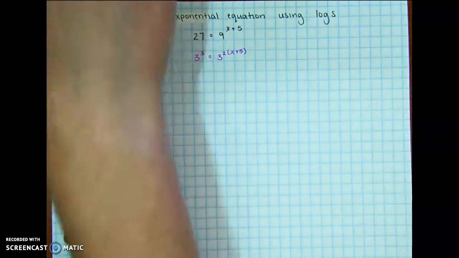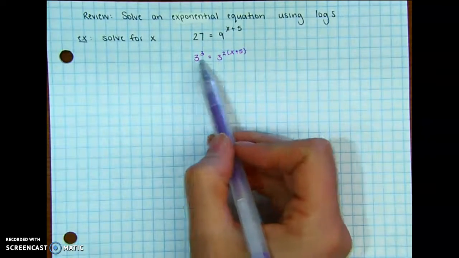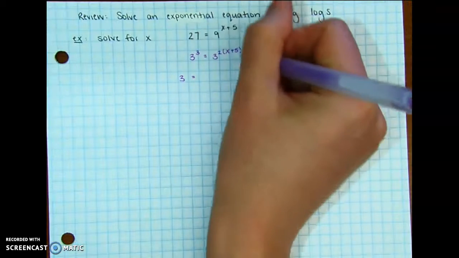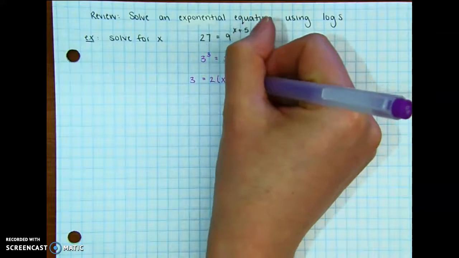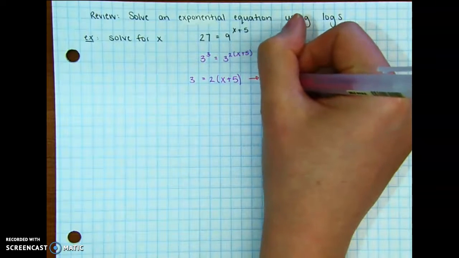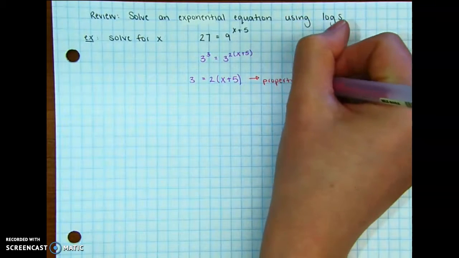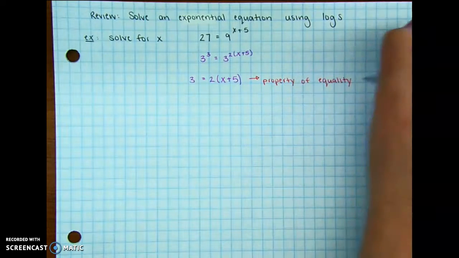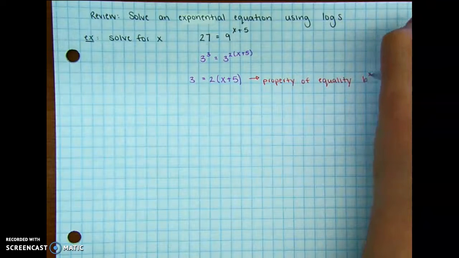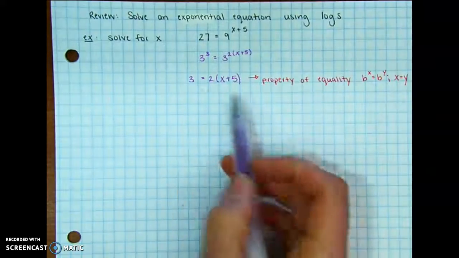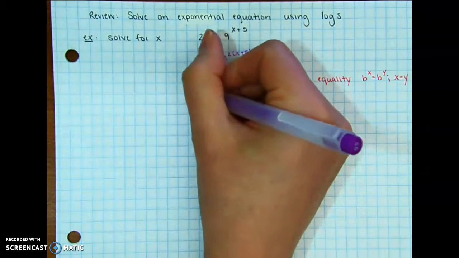And now what we can do is use the property of equality, but it's for exponents. So I can rewrite this as 3 equals, the exponents are equivalent, 2 times x plus 5. So like I said, that is the property of equality, which says if you have b to the power of x equaling b to the power of y, then x equals y. So now this is way easier to solve for. It's just basically an algebra 1 problem.